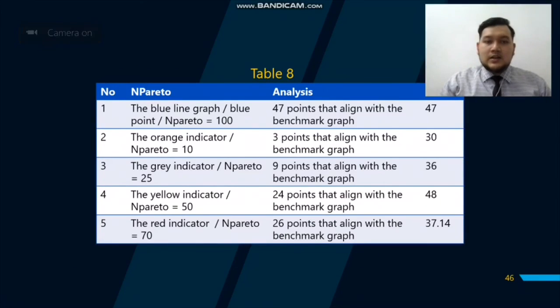From the analysis, the blue line graph, or N Pareto equal to 100, shows that there are 47 points that align with the benchmark graph, which is 47%. I choose N Pareto equal to 100 as the ideal because the points that align with the benchmark are higher than for the other 4 graphs. Even though the yellow indicator, N Pareto equal to 50, has the highest percentage, the number of points that align with the benchmark graph is only 24. That is lower than the blue line graph, which has 47 points that align with the benchmark graph.